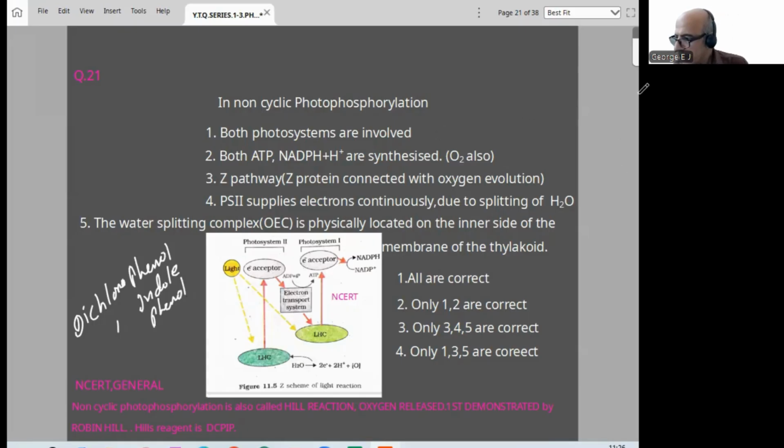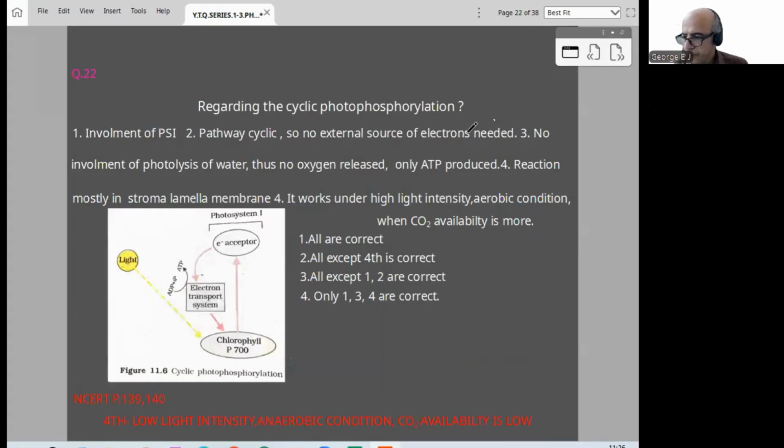Question 22, regarding cyclic photophosphorylation. Involvement of PS1, correct. The pathway is cyclic, so no external source of electrons is needed, correct. No involvement of photolysis of water, correct. Thus no oxygen release, only ATP is produced. The reaction is mostly in the stroma lamellae. Then, it works under high light intensity, aerobic condition, when carbon dioxide is more. That seems to be wrong. So answer-wise, it is 4.